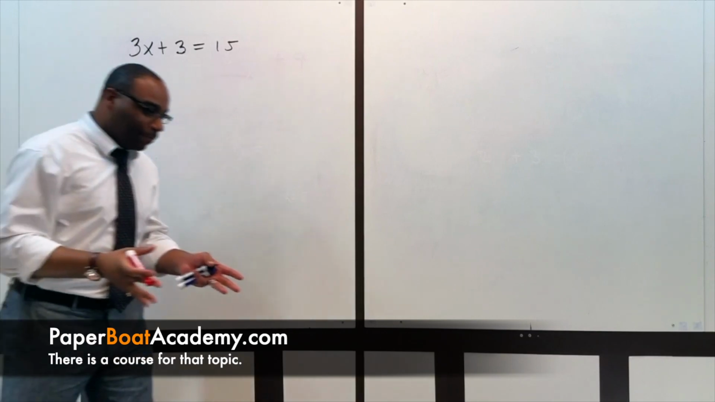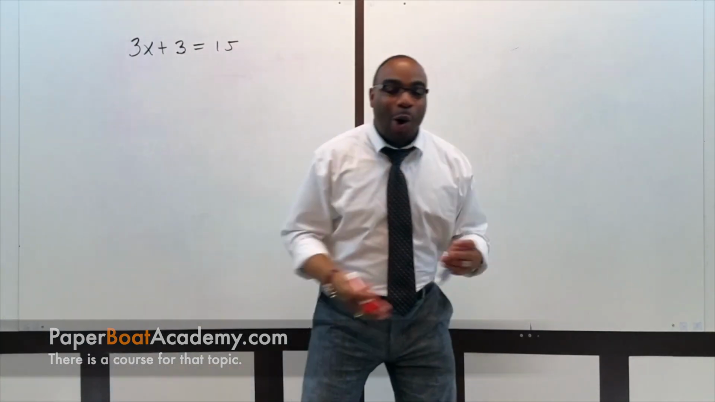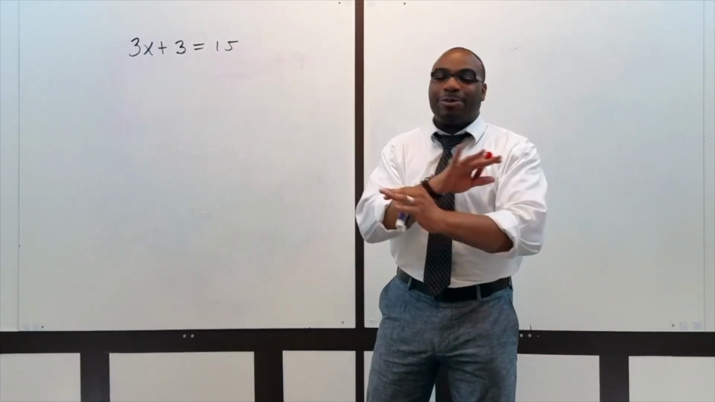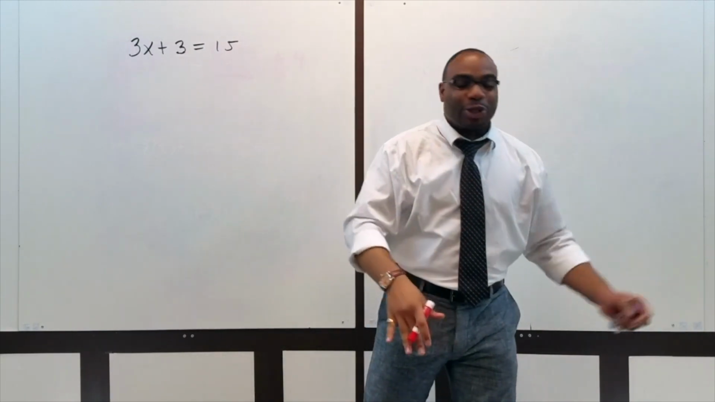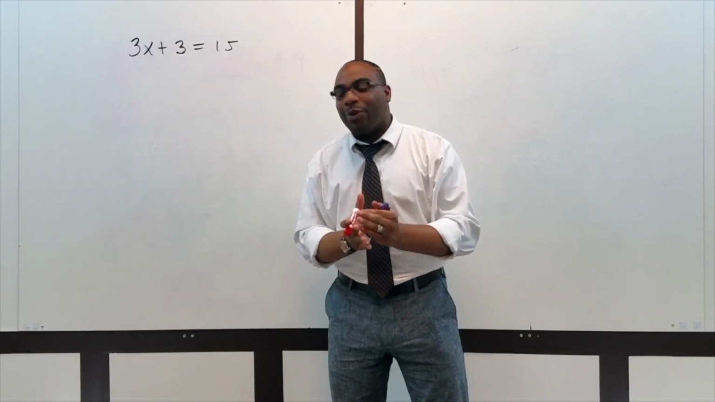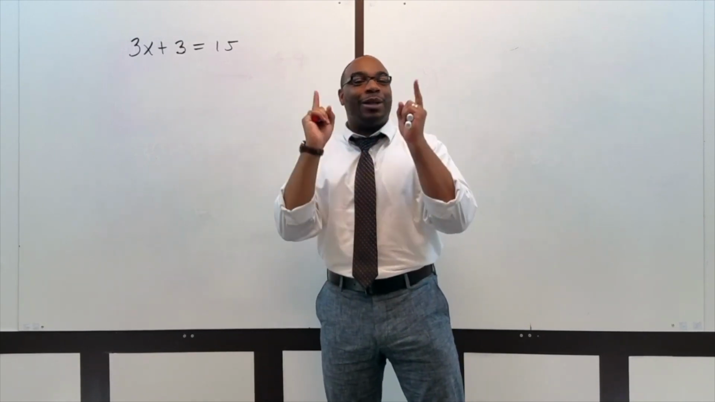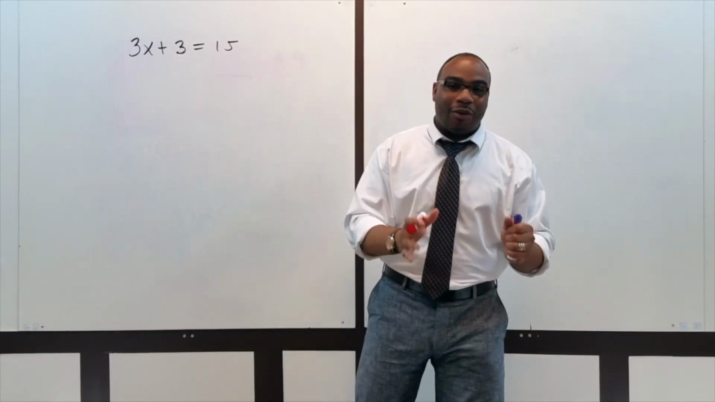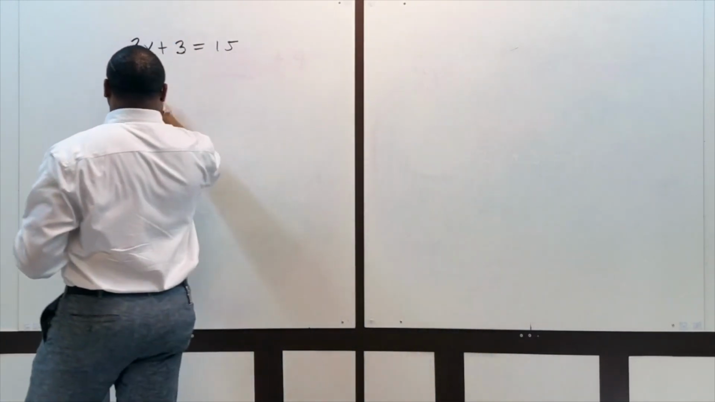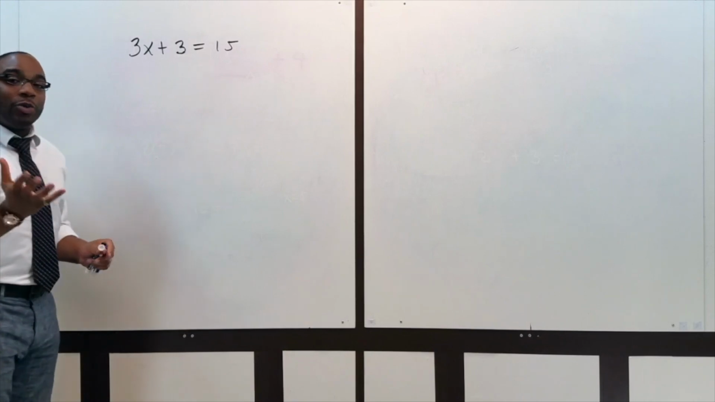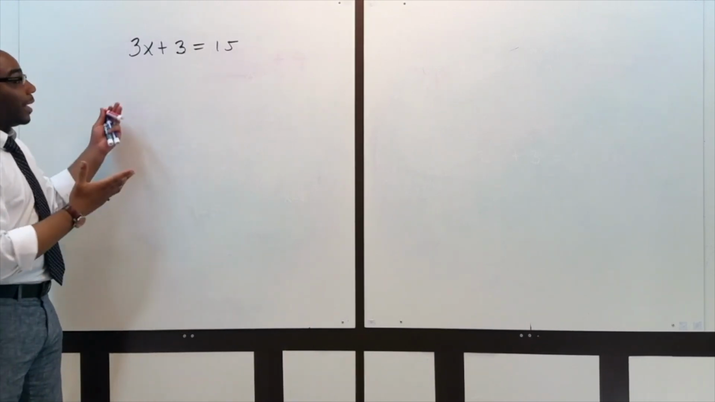Now, here's the deal. When we're solving an equation, all we want to do is get x by itself, okay? We don't want anything around it. We don't want anyone surrounding x. We just want x to be alone. I know it sounds sad, but x has to be lonely in order for us to solve the equation. So always think about that. The loneliness of x.